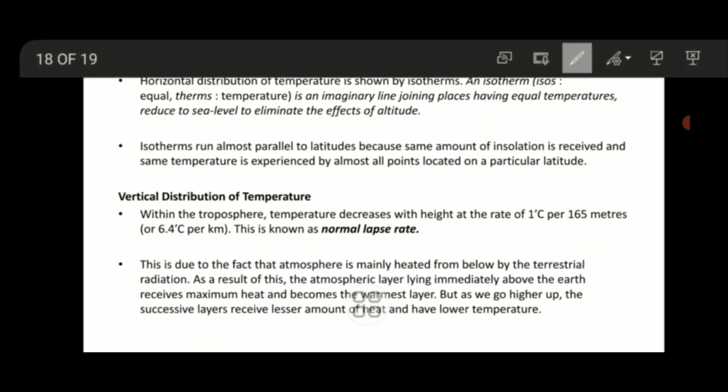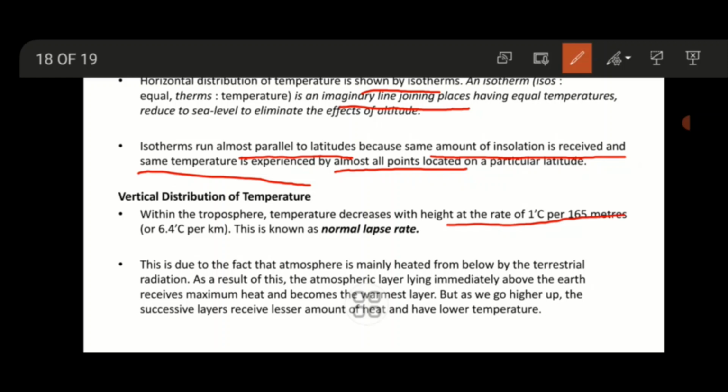The horizontal distribution of temperature is shown by isotherms. An isotherm is an imaginary line joining places having equal temperature. Isotherms run almost parallel to latitude because the same amount of insolation is received and the same temperature is experienced by almost all points. Vertical distribution: within the troposphere, temperature decreases with height at the rate of 1 degree Celsius per 165 meters, which is called the normal lapse rate. The atmosphere is mainly heated from below by terrestrial radiation.